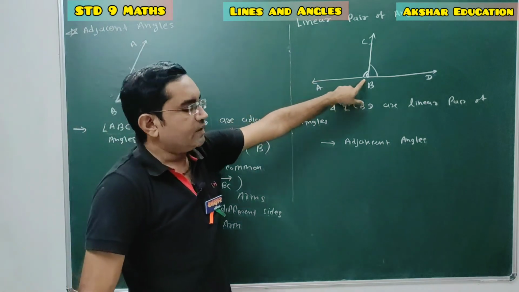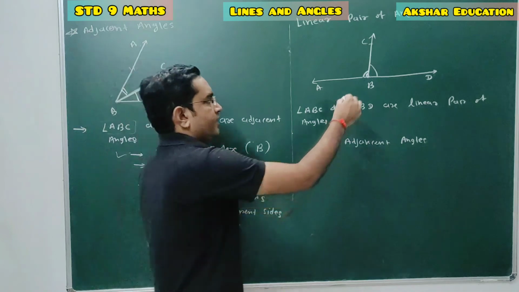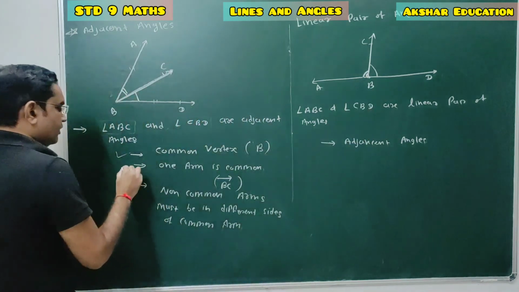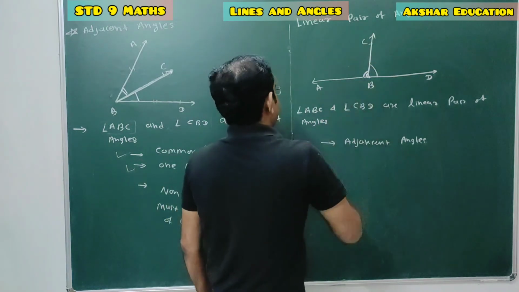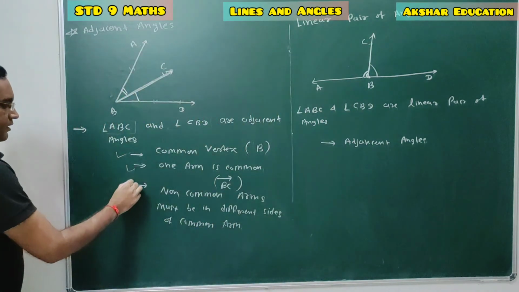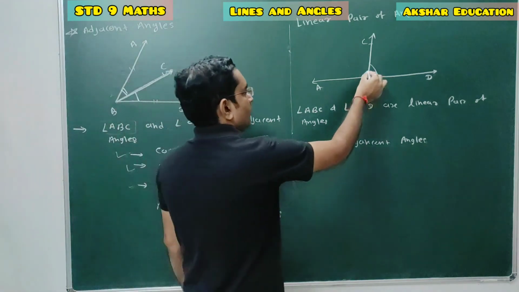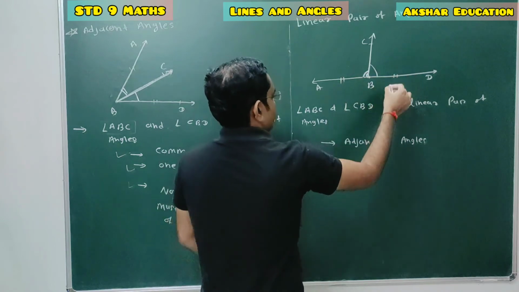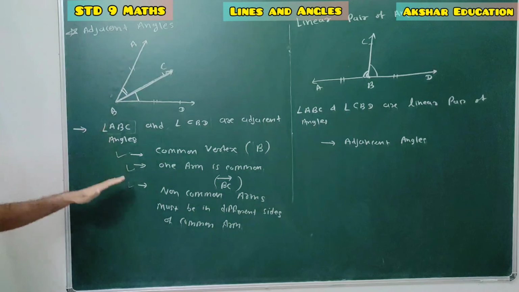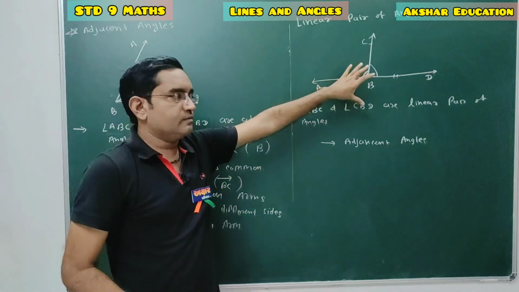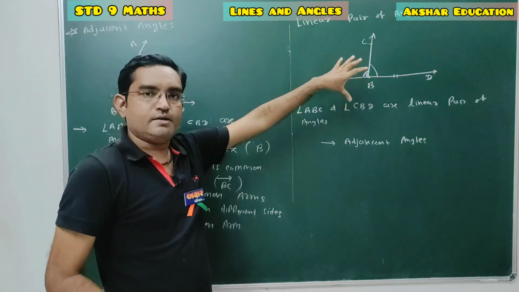Why? Because they have common vertex. First condition is fulfilled. They have common vertex. Common vertex is point B. They have one common arm. Here arm BC is common arm between these two angles. So second condition is fulfilled. And third condition, non-common arms are on the different sides of the common arm. This is common arm and these are the non-common arms, and they are on the different sides of this common arm. So all three conditions of these adjacent angles are fulfilled in this pair of angles, and that's why this pair of angles is nothing but the adjacent angle.